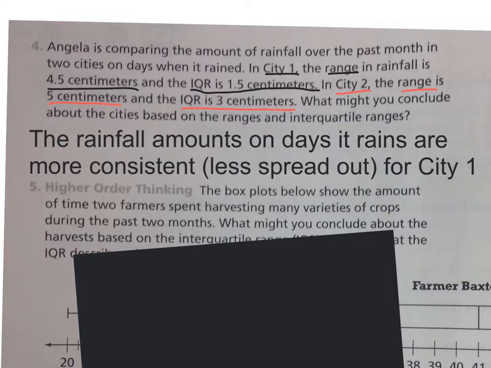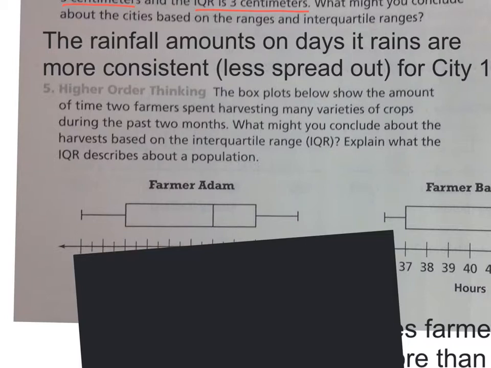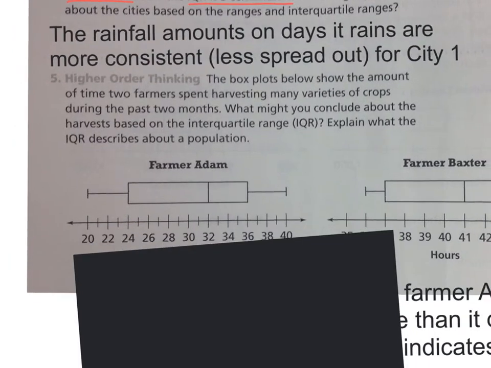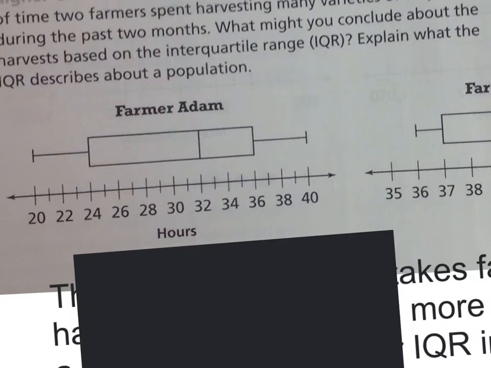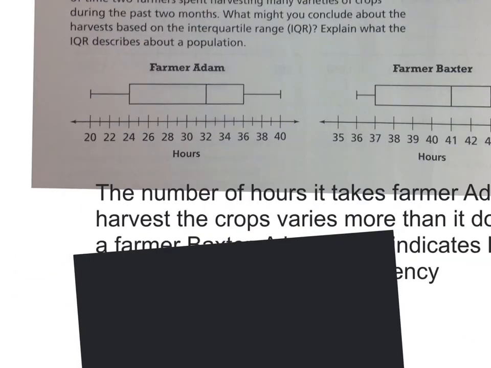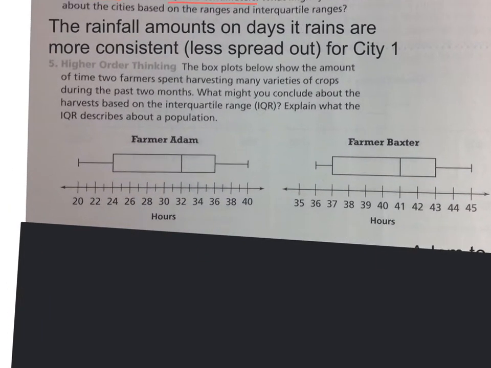Look at number 5. The box plots below show the amount of time 2 farmers spent harvesting many varieties of crops during the past 2 months. What might you conclude about the harvest based on the interquartile range, and explain what the interquartile range describes about a population? So it says based on the interquartile range. Okay, so we're going to figure out the interquartile range for both of these.